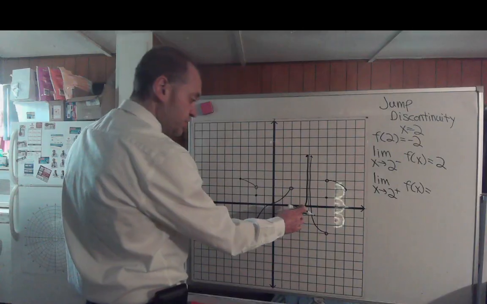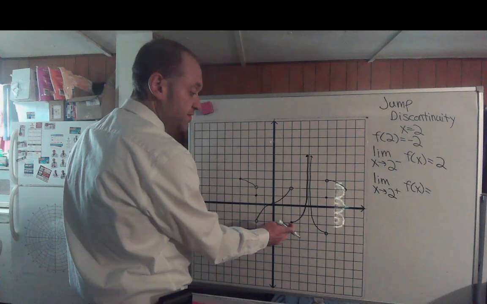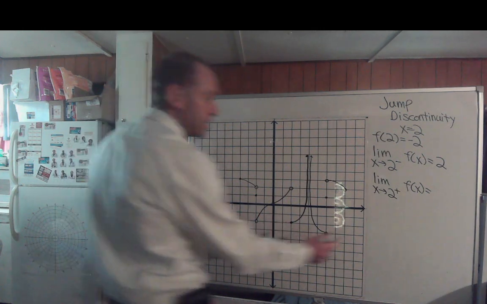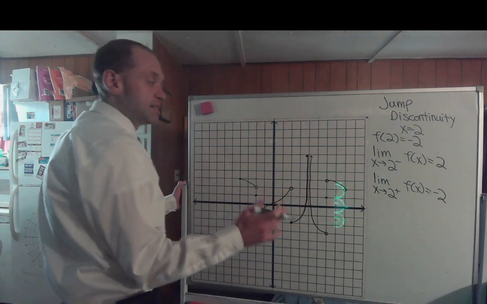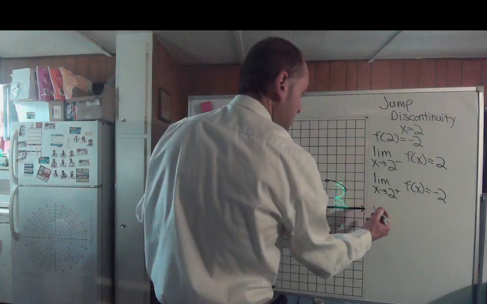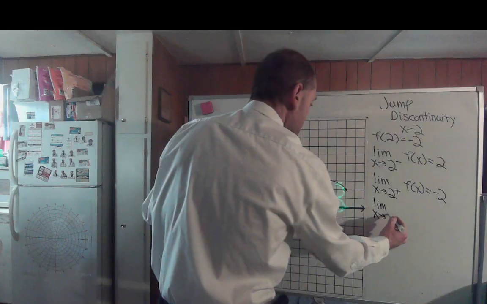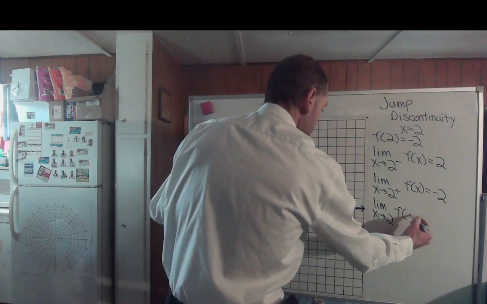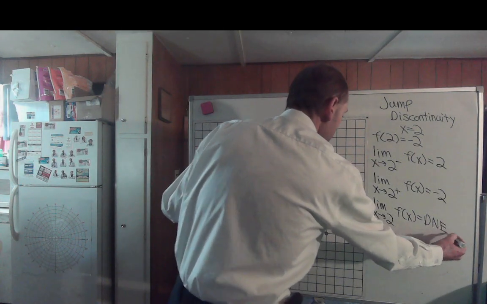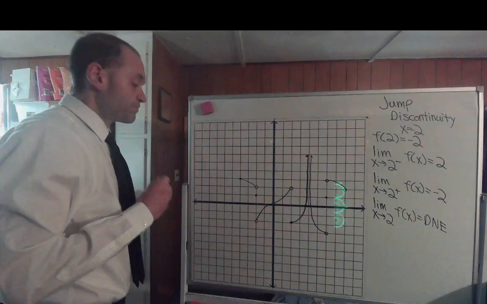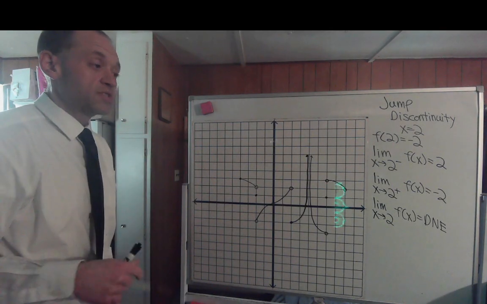If we approach 2 from the right, you get closer and closer, and it's actually defined there at the y value of negative 2. So the right-handed limit is negative 2, and the left-handed limit is positive 2. That means the general limit as x approaches 2 of this function does not exist, since the left-handed and right-handed limits don't match.